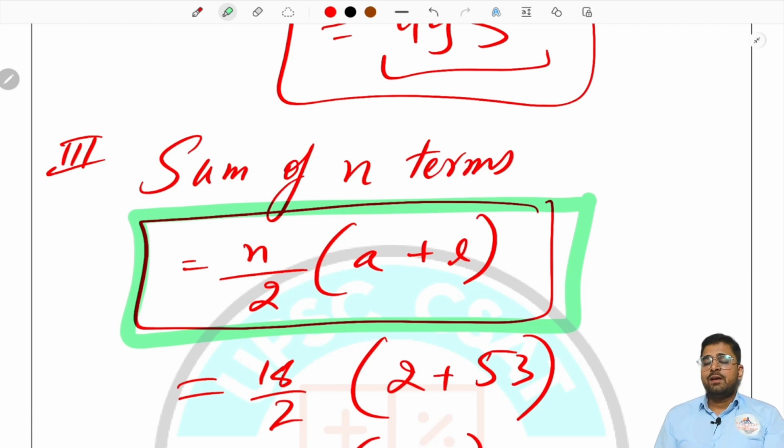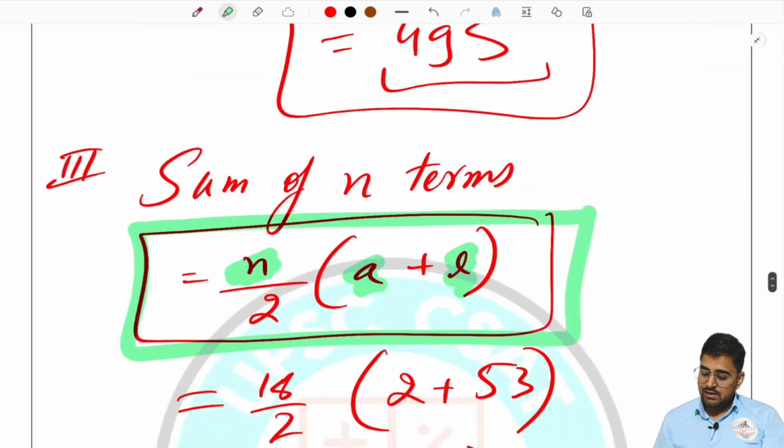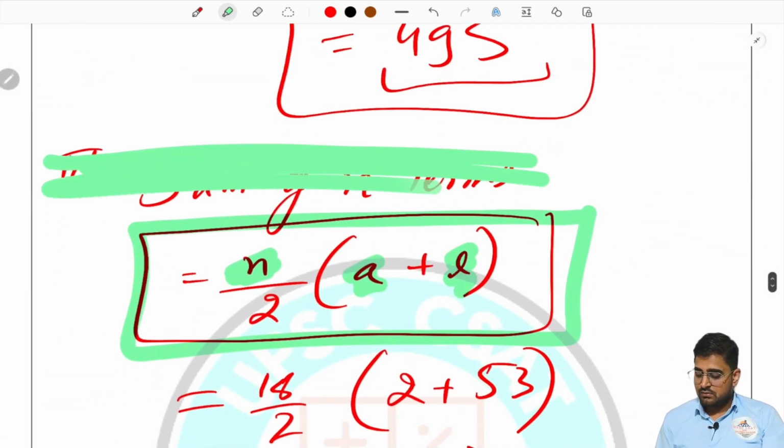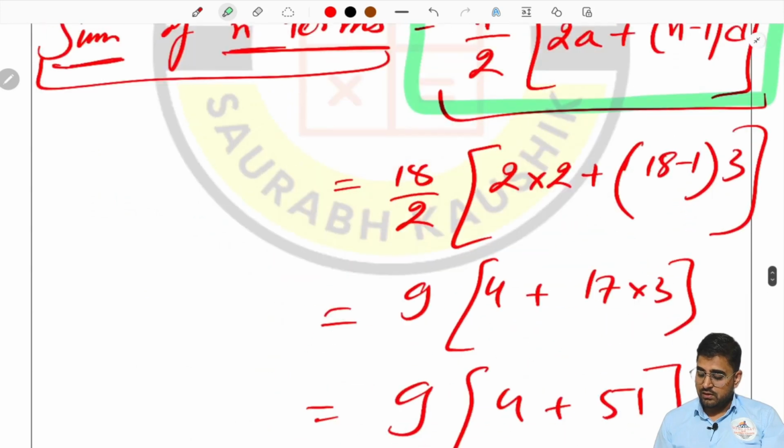So this is for your sum when there is nothing called a difference in the question. If no difference is given, then obviously they will give you how many numbers there are, then the first digit and the last digit, and you can easily calculate the sum of the n terms. So these are the three major things you have to cover.